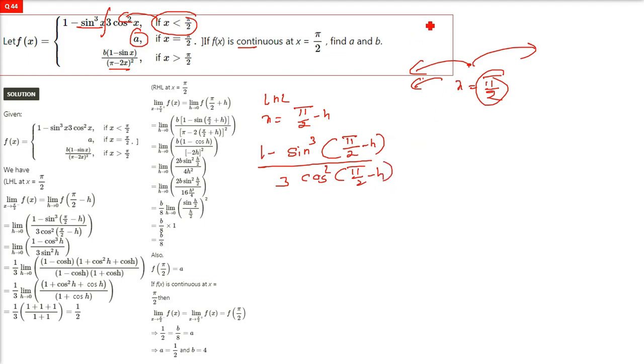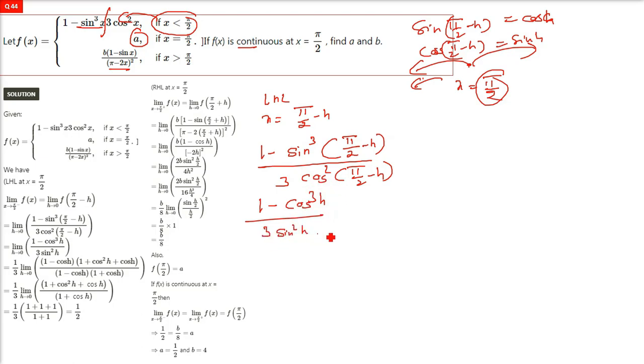Okay, please remember sine pi by 2 minus h is cos h. Sin 90 minus theta is cos theta, and cos 90 minus theta is sin theta. So cos pi by 2 minus h is sin h. Okay, so let us change it. This is 1 minus cos cube h, and this is 3 sin square h.